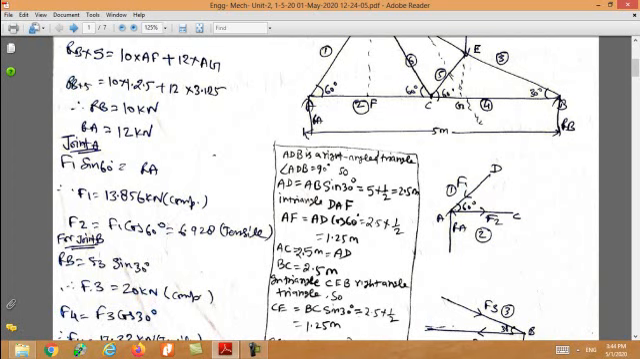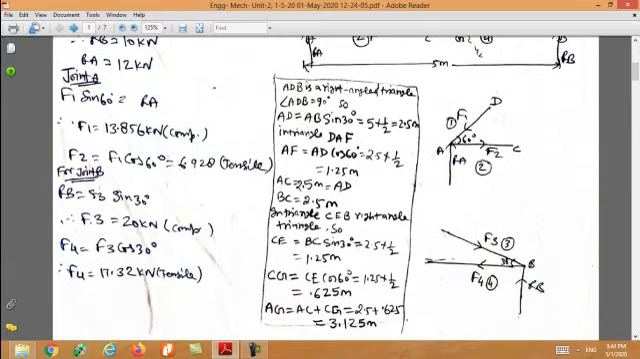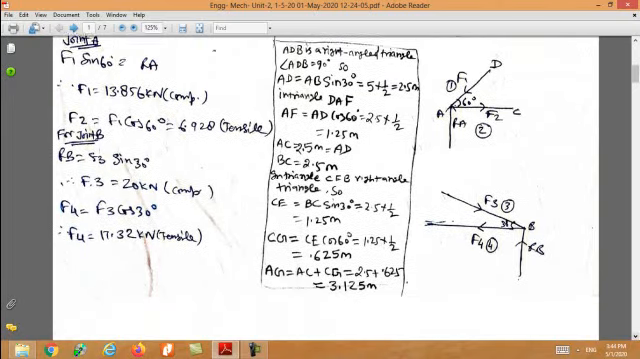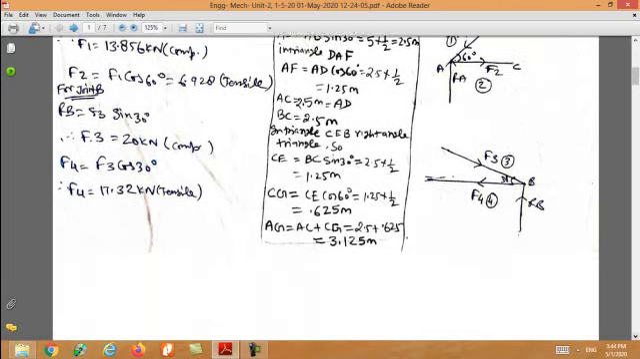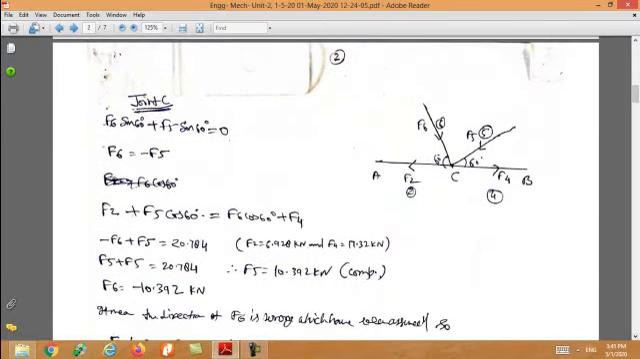Again taking joint B, same process. Three members are here: Rb, F4 and F3. Some are compressive and some are tensile. By the same process, applying the equilibrium equations, the summation of all forces in the horizontal and vertical directions, you can obtain the forces. If the result is positive, the direction will not change, and if it comes out negative, then change the direction. By the same process you can take the joints one by one and calculate the forces in all the members.